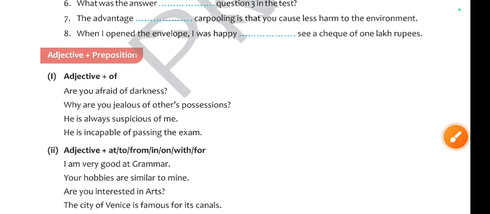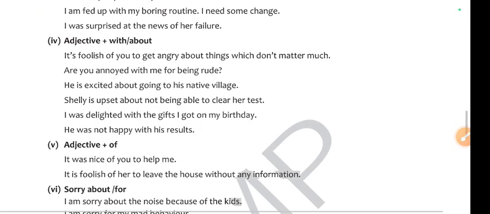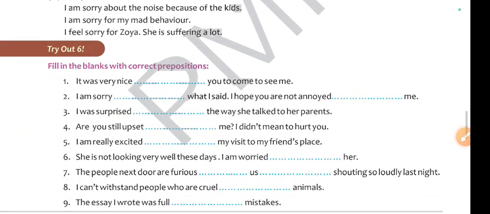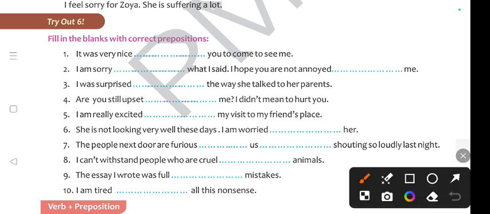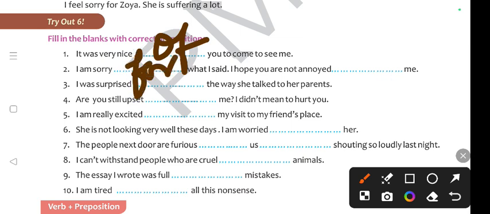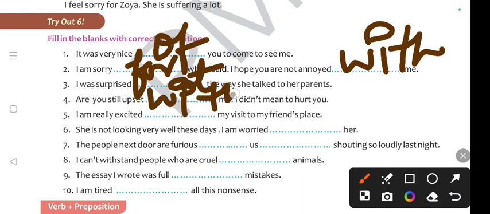Adjective plus preposition. Some examples have been given which you can go through. Now try out 6. Fill in the blanks with correct preposition. Here, it was very nice of you to come to see me. I'm sorry for what I said. I hope you are not annoyed with me. Next, I was surprised at the way. Surprised at. Are you still upset with me?